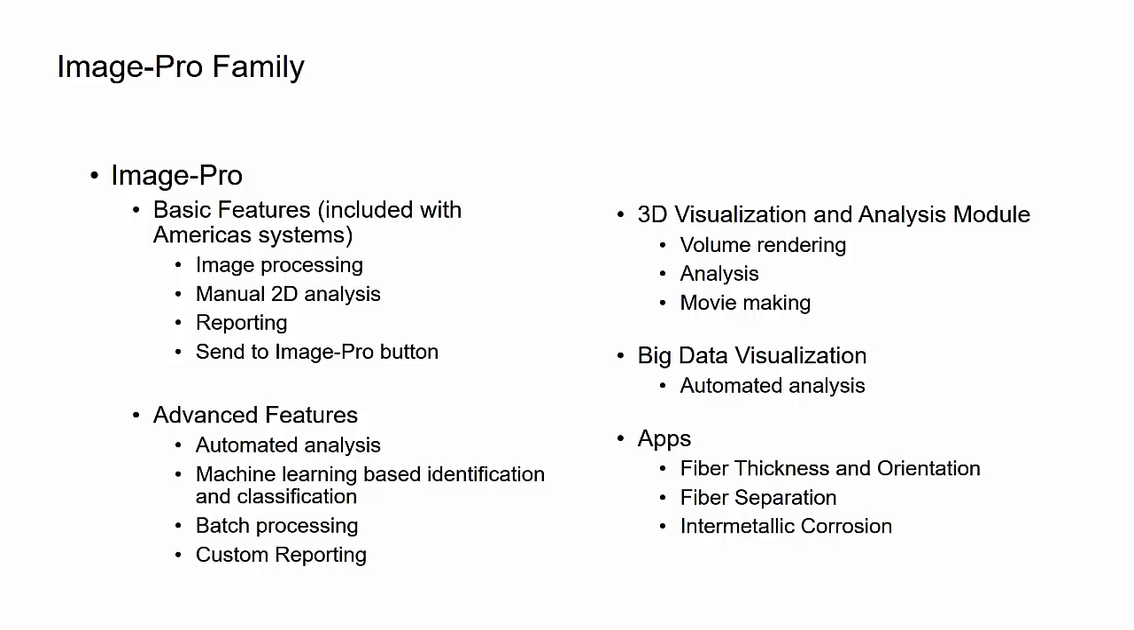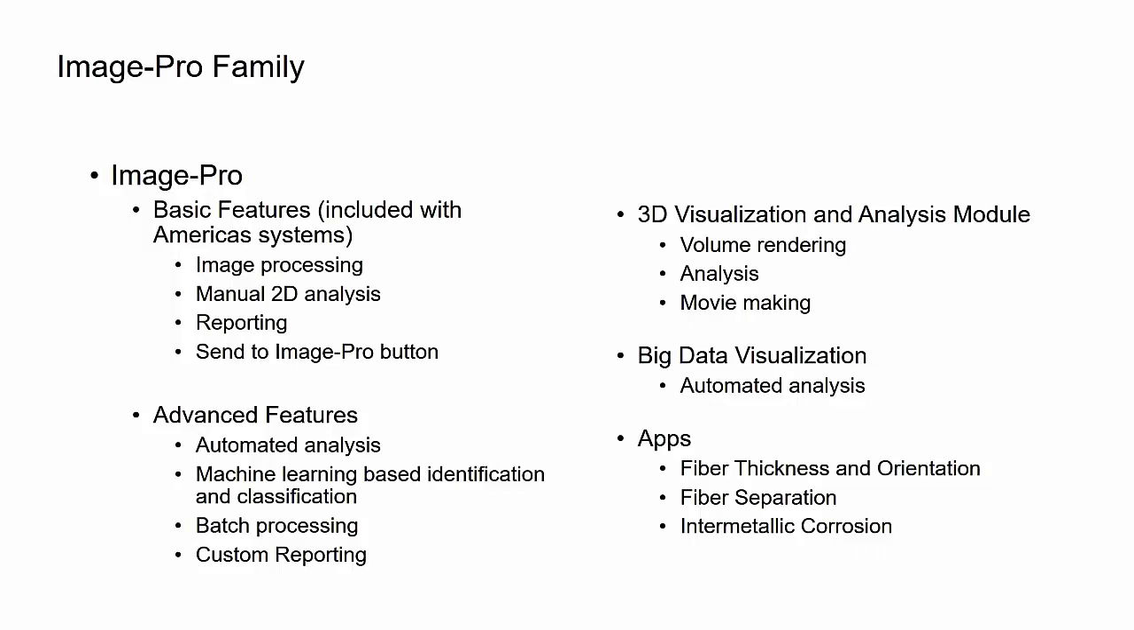I'll talk a little bit about the Image-Pro family. Image-Pro consists of Image-Pro with a set of basic features, which is included with Hitachi systems going out in the Americas. This includes image processing, image pre-processing, filtering, manual 2D analysis, where you're taking measurements, defining the region of interest or point to point, and being able to generate reports. This also includes a special feature, a Send to Image-Pro button on a number of SEMs or TEMs to send the image directly into Image-Pro.